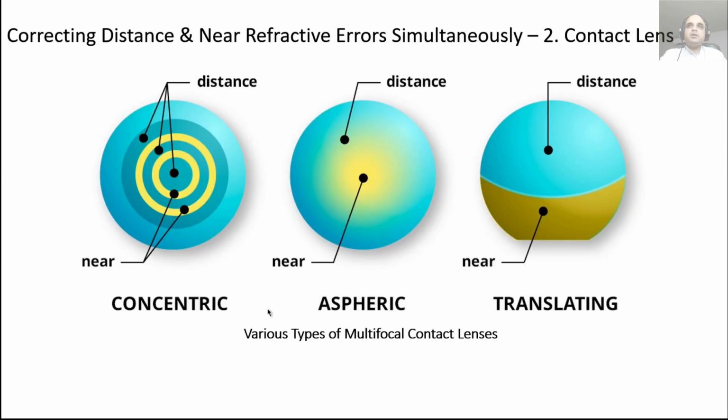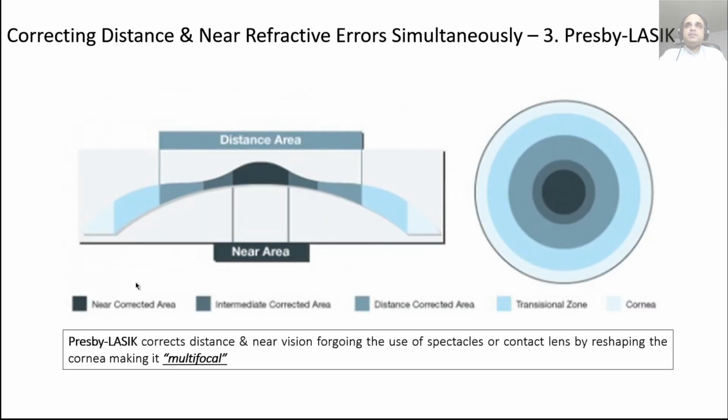These are various types of multifocal contact lenses that correct distance and near refractive errors together. You really don't need to know their names. If you do, that's good. But you need to know that yes, contact lenses can be used to correct distance and near errors at the same time or simultaneously. Presby-LASIK we've already talked about. It creates a multifocal cornea to allow light from various sources to focus on the retina. I'm not going to go into detail. If you really want to know and you've forgotten already, you can just go back to the presbyopia discussion, which was, I think, about half an hour ago, and just review it.